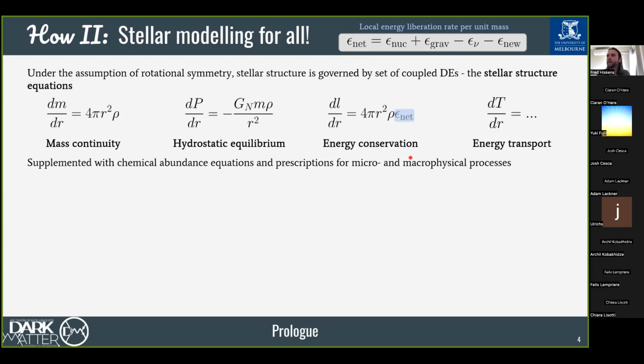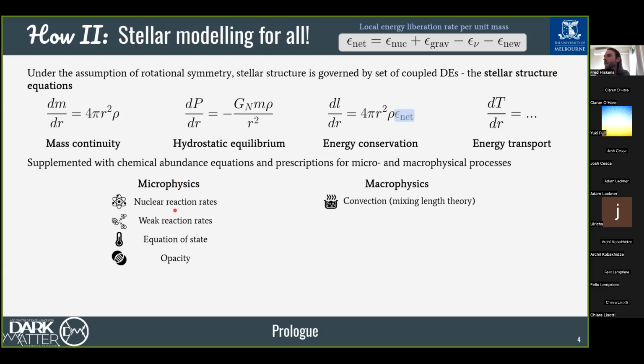So what you would do then is you'd supplement these equations with chemical abundance equations and then prescriptions for different micro and macro physical processes. So examples on the microphysical side include, say, nuclear reaction rates, weak reaction rates, equations of state, opacities. And on the macrophysical side, you have convection via the so-called mixing length theory, a phenomenon called convective overshoot, which I'll speak a bit more about in parts 1 and 2. That'll be relevant. And then also boundary conditions and diffusion or gravitational settling.